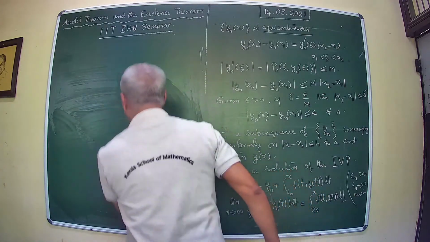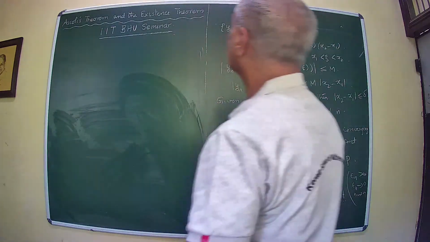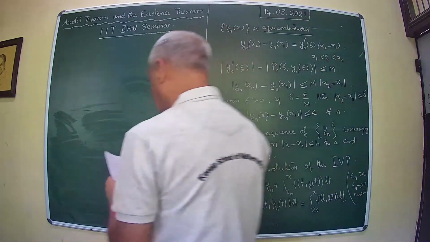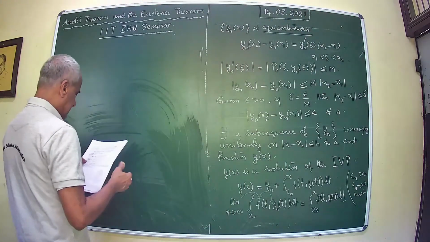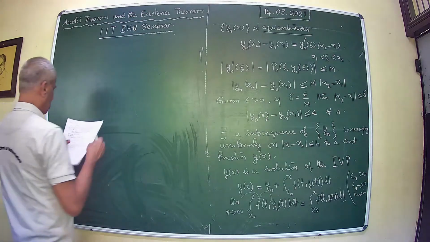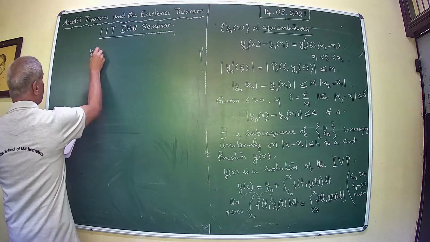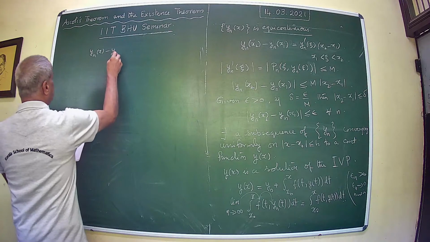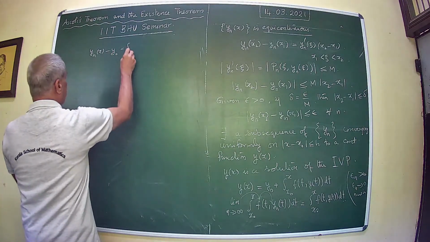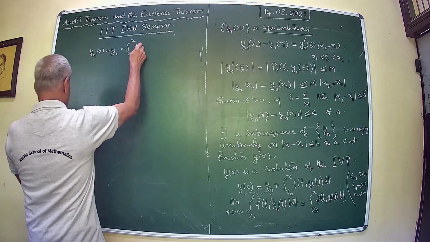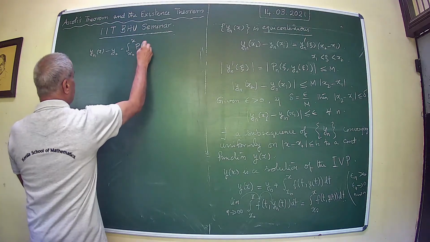So let me try to wind up this talk. Now I think this is almost time. So I just write down the steps. So you have actually yn(x) minus y naught is equal to the integral of f(t, yn(t)) dt.